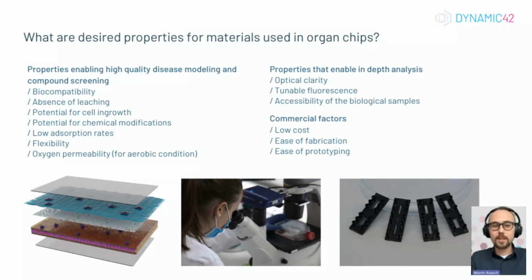There are a lot of properties for materials to use, and here we listed some of the most important requirements you should check when you start working. First of all, of course, this is a very simple, easy one. Biocompatibility should be a given of the material. Of course, when you look for commercial things available, this is already checked. But if you start with your own materials and your own ideas, be aware of this.